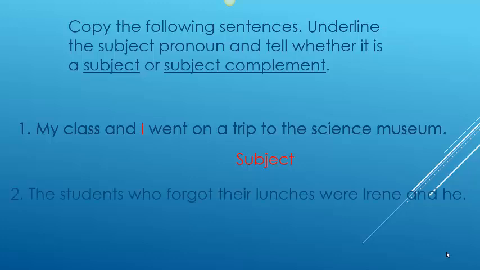Second sentence: the students who forgot their lunches were Irene and he. The pronoun was he, and that one is a subject complement. It follows the linking verb were.